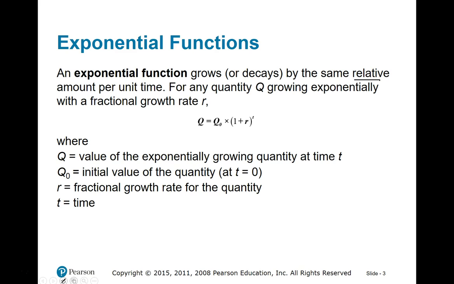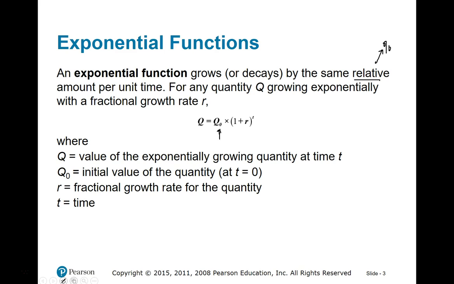So linears go up and down by the same amount each time, like plus 10, minus 10, whereas exponential functions are going to go up or down by a percent. So they increase at 10% or decrease at 12% every time.